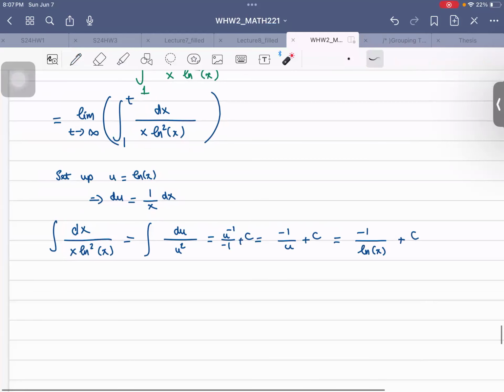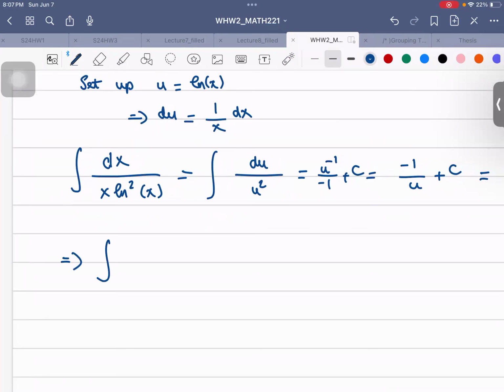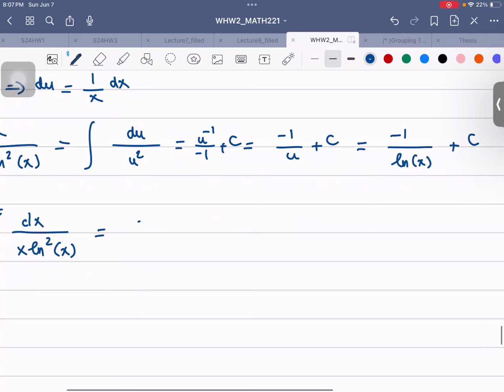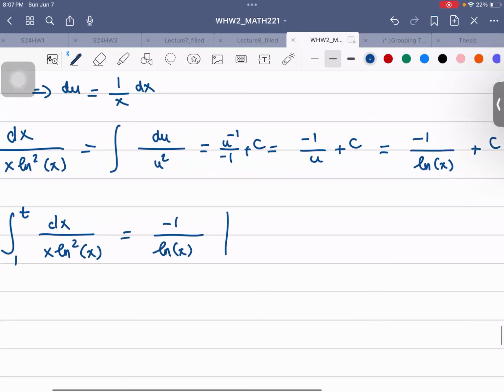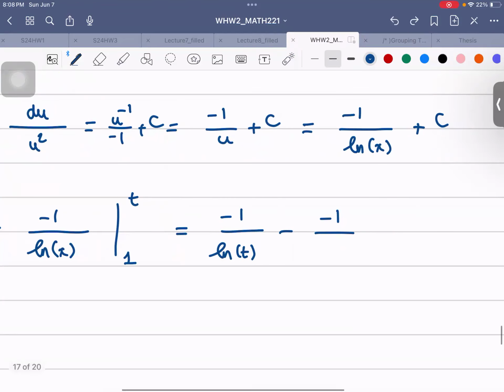Now I need to evaluate my integration at the upper bound and lower bound. So the integral from 1 to t of dx over x ln squared of x is negative 1 over ln of x from 1 to t. You plug in the bounds. You have negative 1 over ln of t, subtract negative 1 over ln of 1.